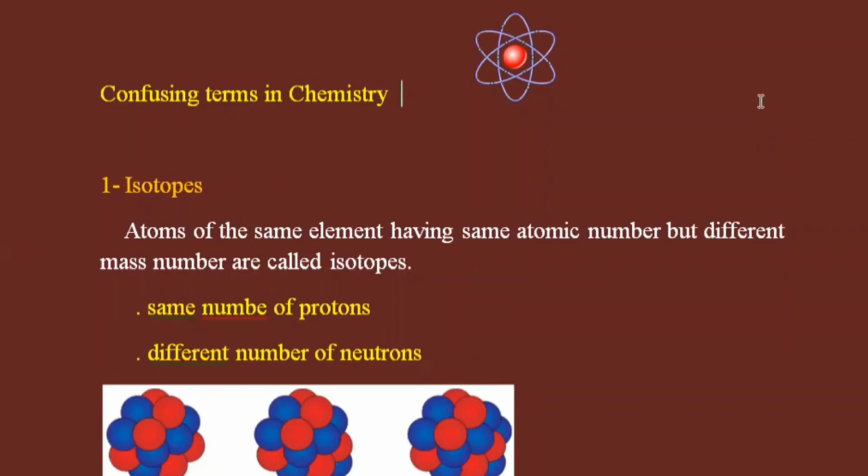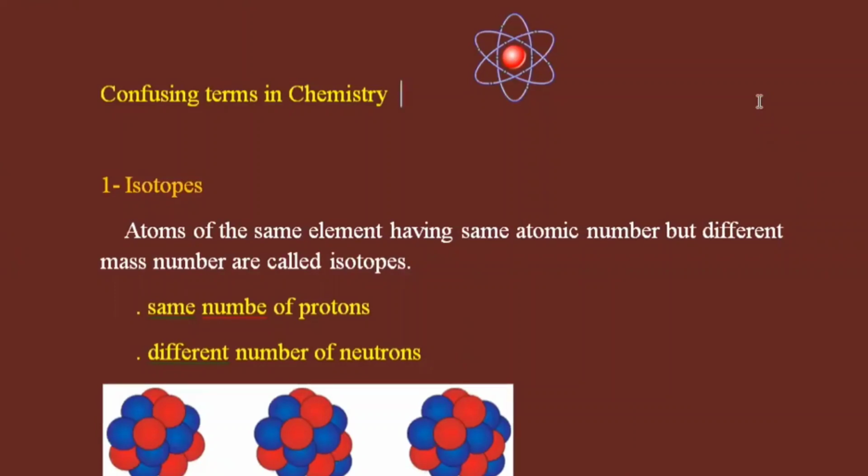Aaj ka jo hamara topic hai chemistry ka, wo hai some confusing terms in chemistry. These terms are isotopes, isobars, isotones, isodiaphers, isosteres. There is a very small difference between these terms. So let's see what's the main difference that will differentiate between them.